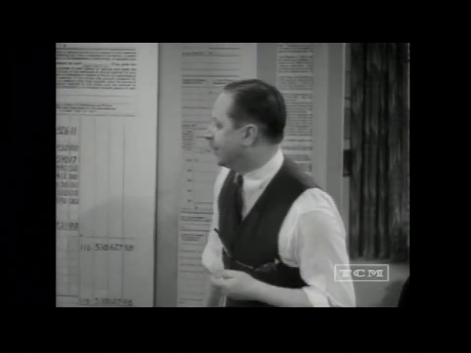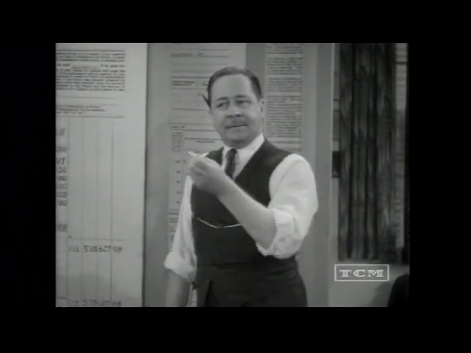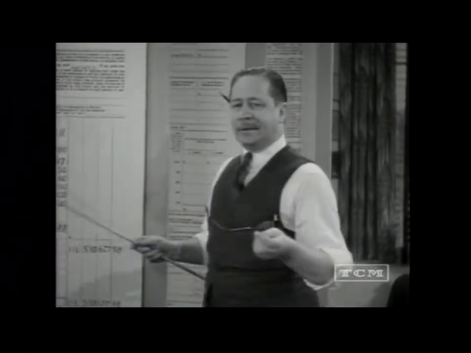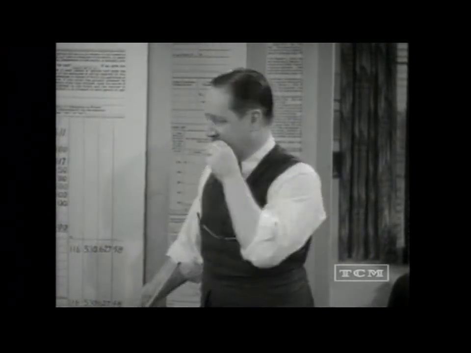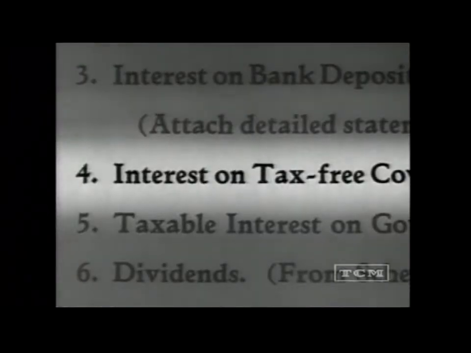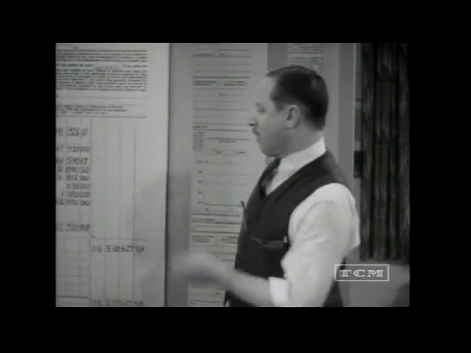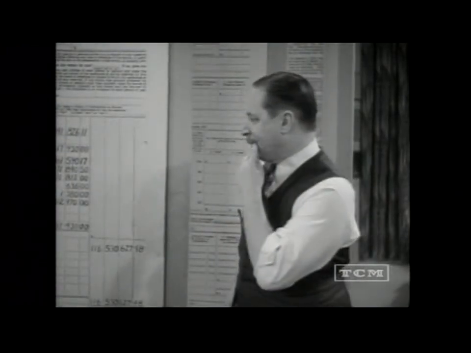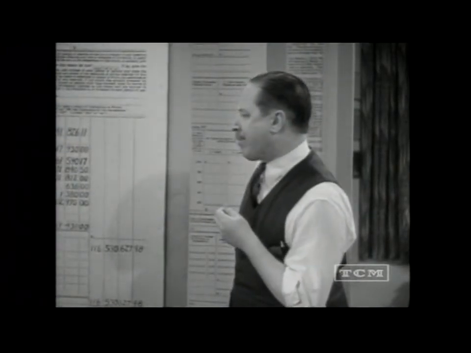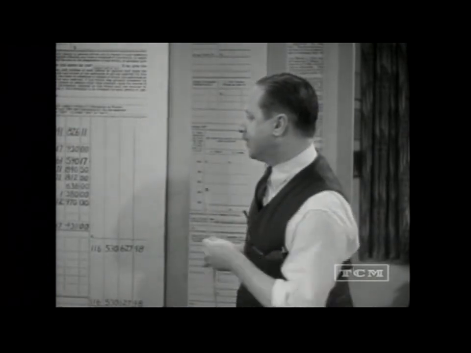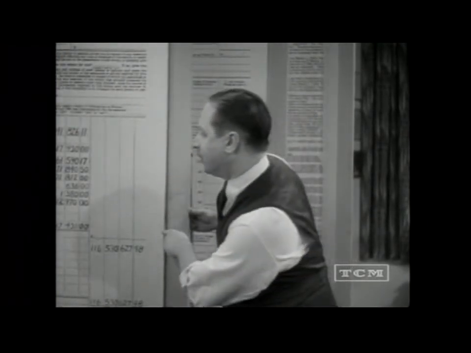Net profit or loss from business or profession. Well, this might be a profit, or if you looked at it from another point of view, it might be a loss. That's the way it goes. You can't tell. Interest upon tax-free covenant bond, which the tax is paid at its source. Instructions, see instructions 14.